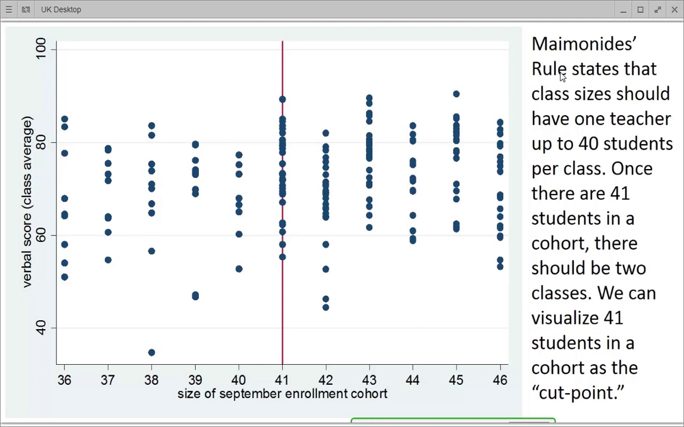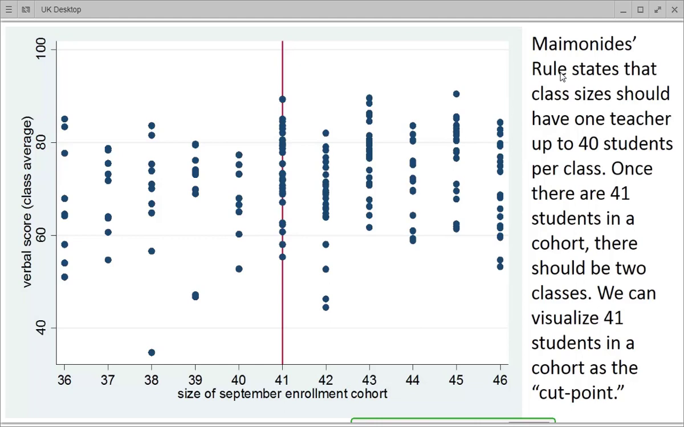So focusing on the application of Maimonides' Rule, that demonstrates the difference between individuals enrolling in a larger class or a smaller class. Up to 40 students per class, the entire left-hand side of this dividing line, the data plotted for the individual classrooms represent large classes. So for example, with a cohort of size 36, within that school there would just be one class of 36 students.